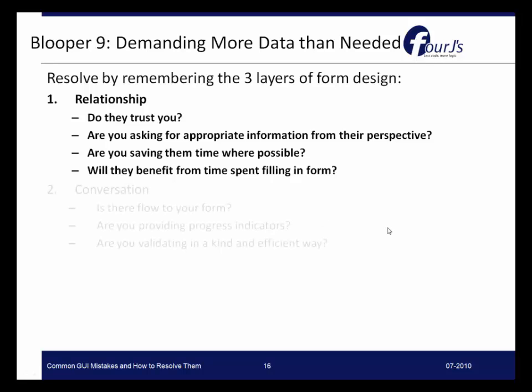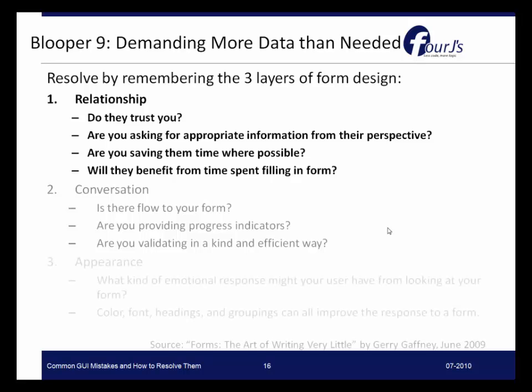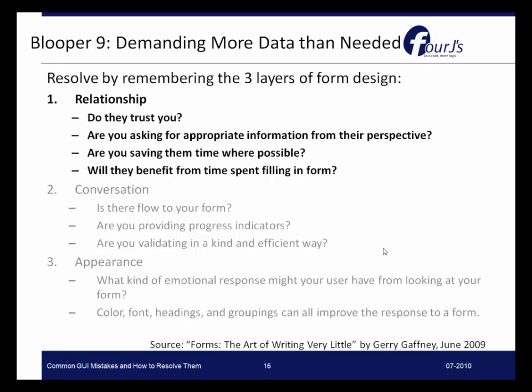And again, the other 2 were conversation and appearance. But in terms of this blooper where programs demand more data than is needed, or force a requirement on a particular field that it doesn't feel should be required, that can kill that first layer, the relationship layer.